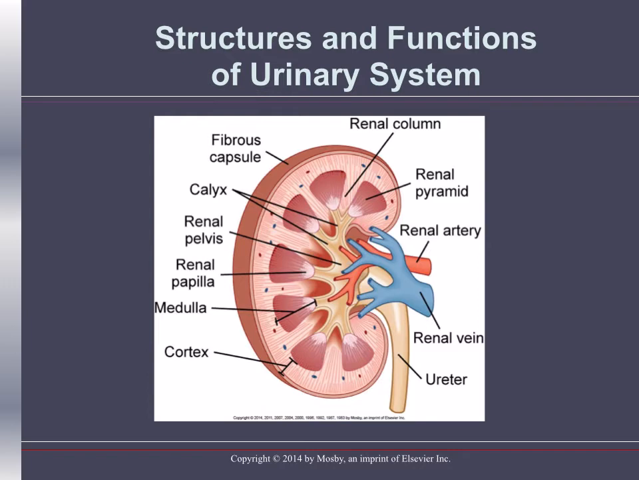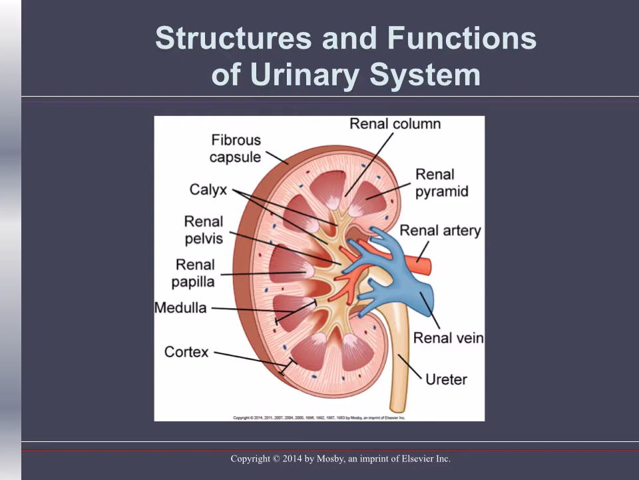And the minor calyces become broad and merge to form major calyces, which then form a funnel shaped sac called the renal pelvis. So pyramids, then calyx, and then renal pelvis. So see how it's positioned here in the diagram. Now the renal pelvis of the kidney can store a small volume of urine, which is like 3 to 5 ml. So this is what I need you to know about this diagram.